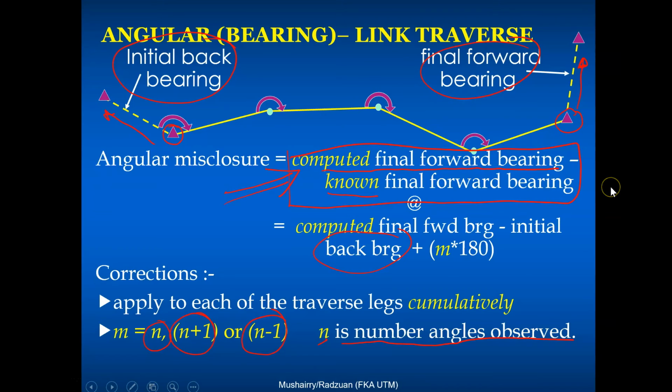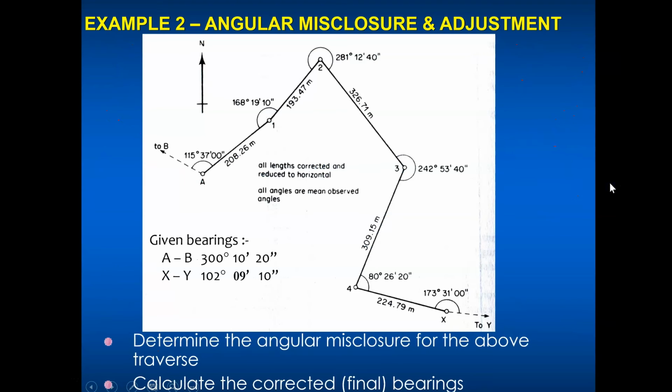Now let's look at one example here, a linked traverse. You're given bearing A to B, bearing 4 to X, and bearing X to Y. You're given all the angles, angle at A, 1, 2, 3, 4. So you're going to use the angles now to calculate the angle misclosure. Then calculate the corrected final values.